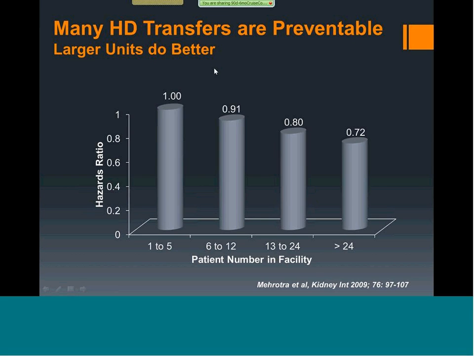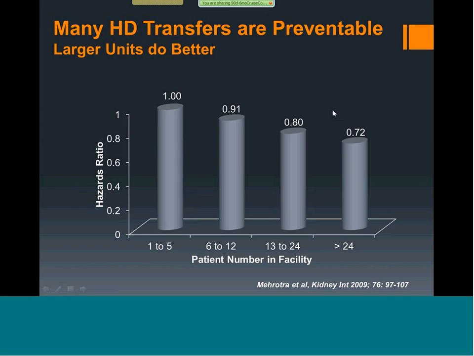Take identical patients in two different facilities provided care by two different physicians. One may choose to transfer that patient to hemodialysis and the other may not. So there are practice patterns that determine whether, in identical circumstances, a patient is going to remain on PD or be transferred to hemodialysis. I think one of the goals of care is to make sure that we minimize those transfers to dialysis, and I point out to you that many of these transfers are preventable.